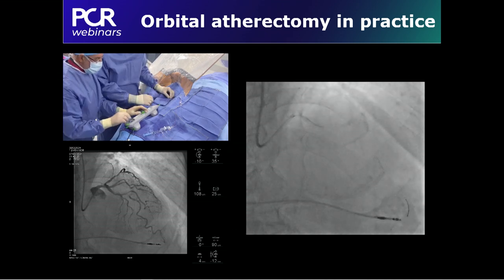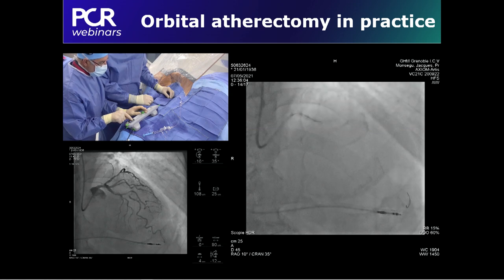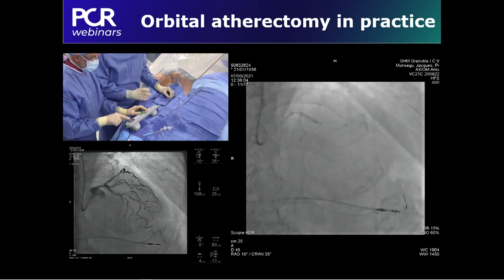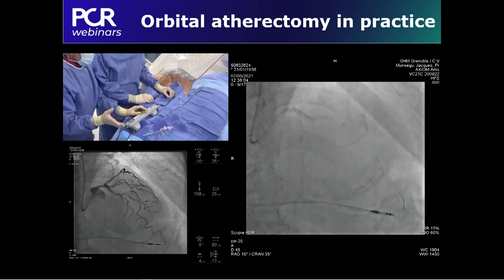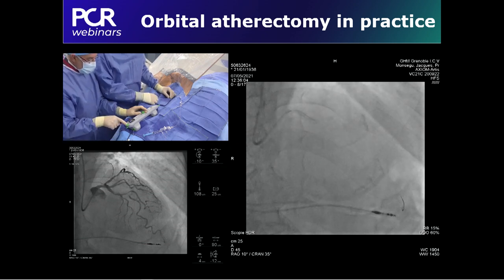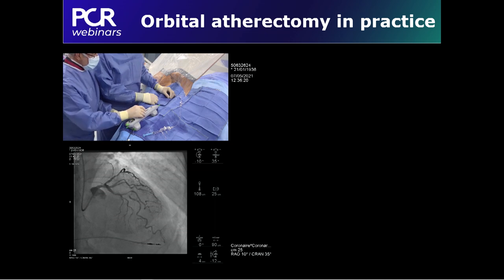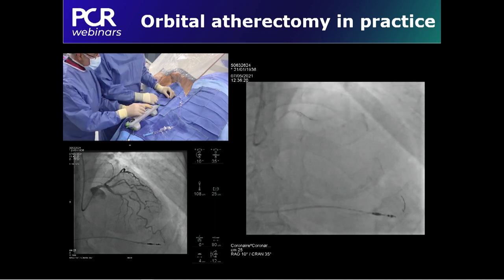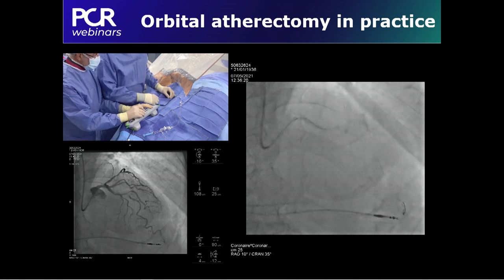So we are moving now to the low speed activation. We are ready. So the brake is on. And now I'm going to start the procedure of atherectomy. So I press the button. Okay, go.